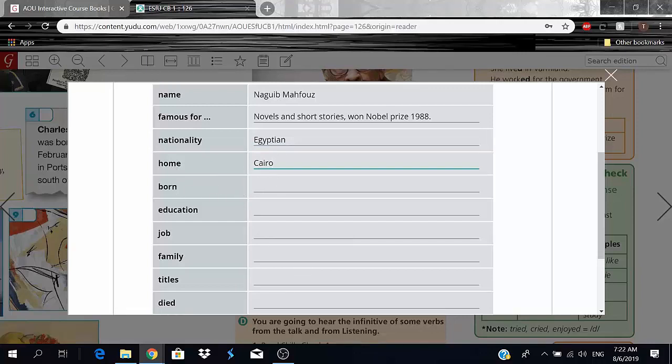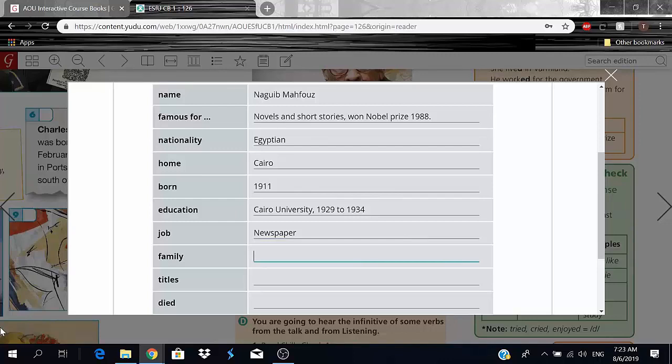And when was he born? I think she said 1911. Okay. And his education, I think he studied in Cairo University from 1929 to 1934. So Cairo, let me write that in capital, University, and we'll just write 1929 to 1934. Then we have job. I think he worked at a newspaper before actually becoming a novelist, so we'll just write newspaper.